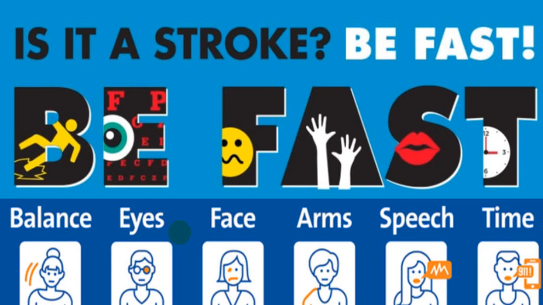So if a person has got balance disturbances, visual disturbances, unilateral upper motor neuron facial, and on the same side the arm involved, upper limb as well as lower limb involved, and there are speech disturbances, this is described as BE FAST. This is another term which is being utilized, and this is a rapid examination in case of a stroke.